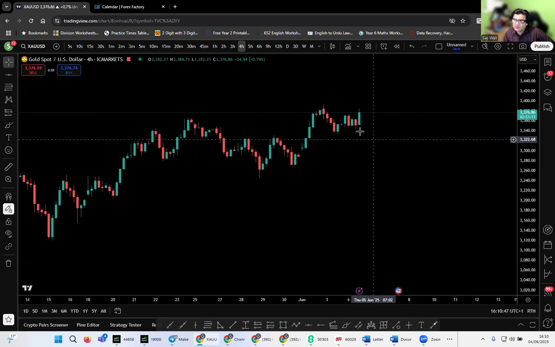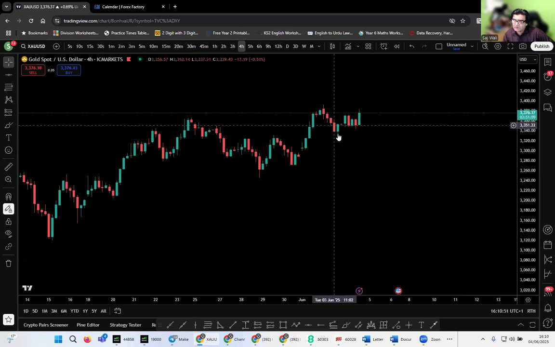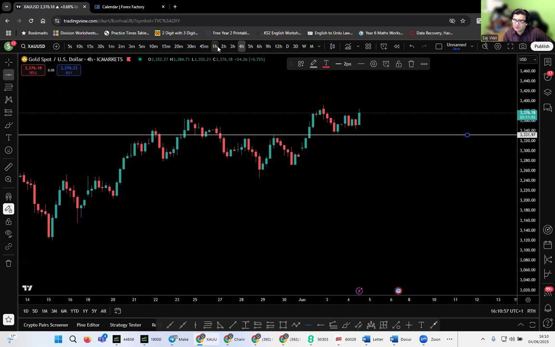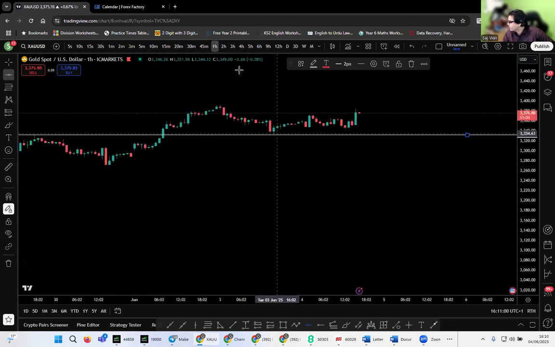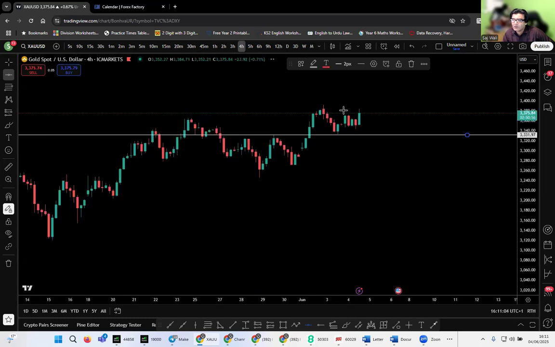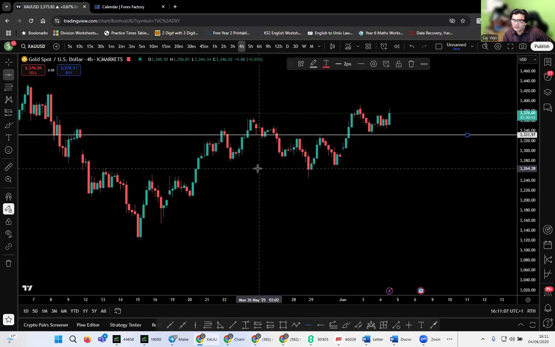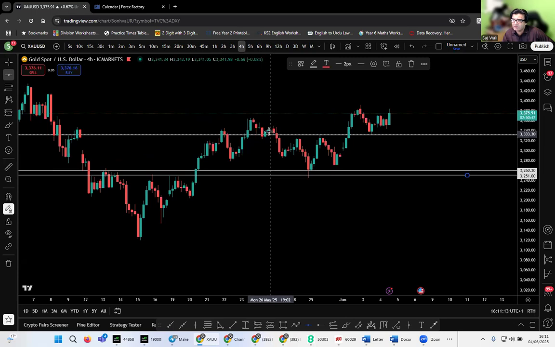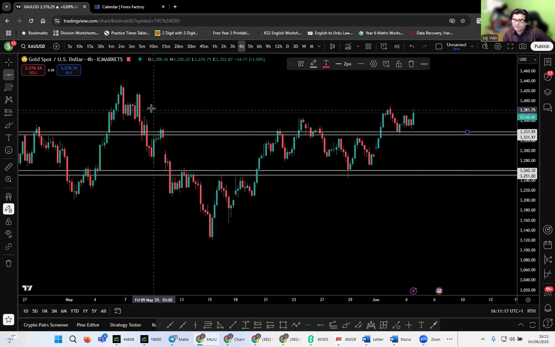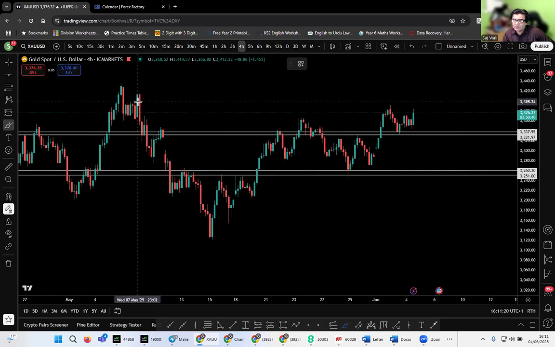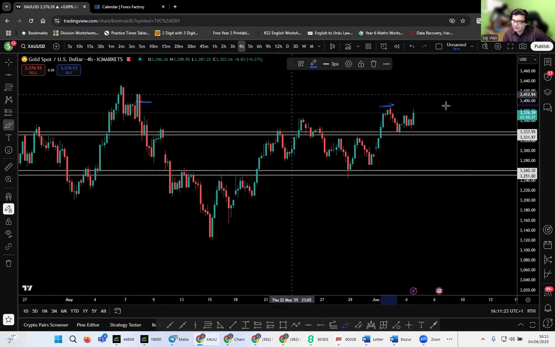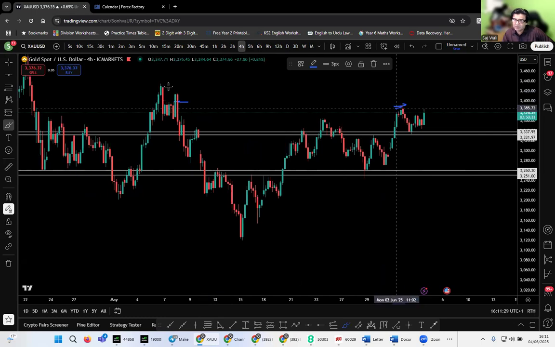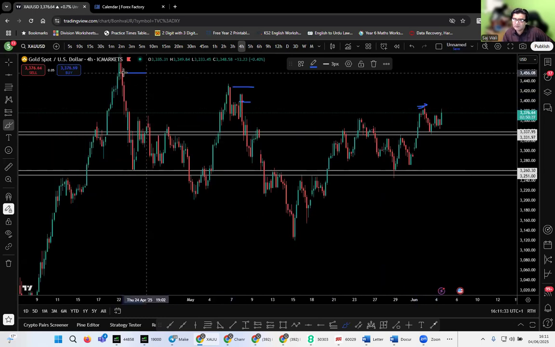I did mention that once this level has been tested, the structure level, and as you can see this in 1 hour, this is the situation in 1 hour. Previously this level was tested, and now this level has been tested. And previously we know that this order block has been tested by this candle. Now I would expect personally to break this level and come up to here onwards and then to this level here.